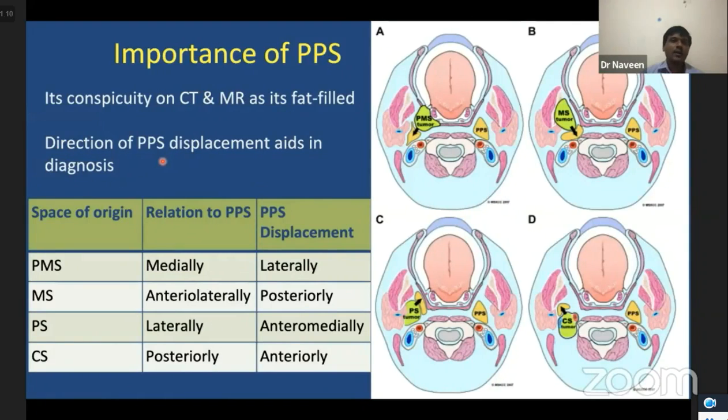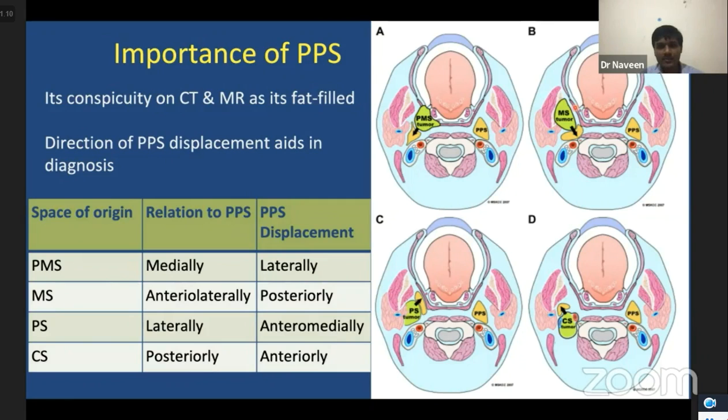And the main importance of the parapharyngeal space is it helps in localizing the lesion. When there is a very large lesion, it's very difficult to localize where the exact epicenter is. So in these cases, we can look at the displacement of the parapharyngeal space, such as in pharyngeal mucosal space lesions, which will displace the parapharyngeal space laterally.